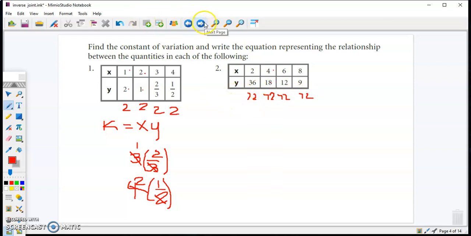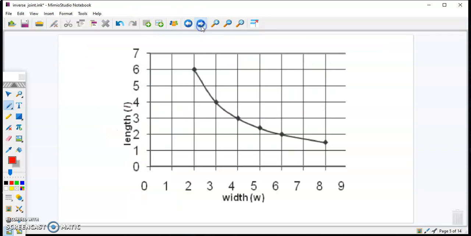Now, let me just show you the graph of an inverse variation. So, this is the graph of an inverse variation. Take note, if your L is 6 and your width is 2, what would be the next pair?